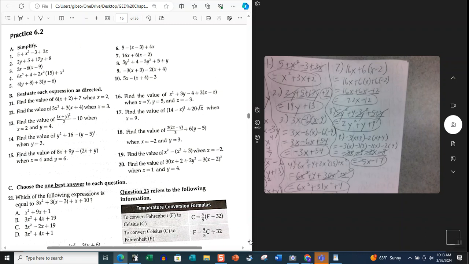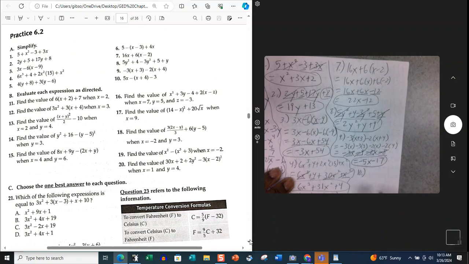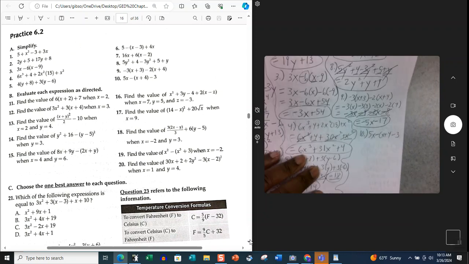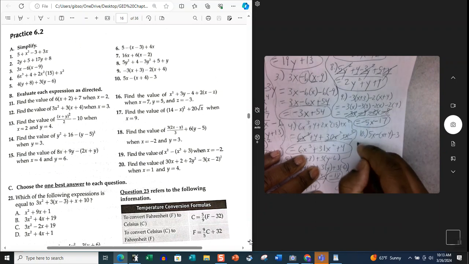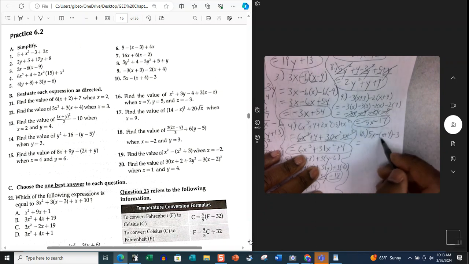Okay, so now we move on to problem 10. Problem 10, we have 5x minus the parenthesis x plus 4 minus 3. Now again, I told you, whenever you have a minus sign or a plus sign in front of a parenthesis, it's assumed to be a 1 there. So we'll do the distributive property. We have 5x minus 1 times x minus 1 times 4 minus 3. So it'd be 5x minus 1 times x is minus x, minus 1 times 4 is minus 4, minus 3.